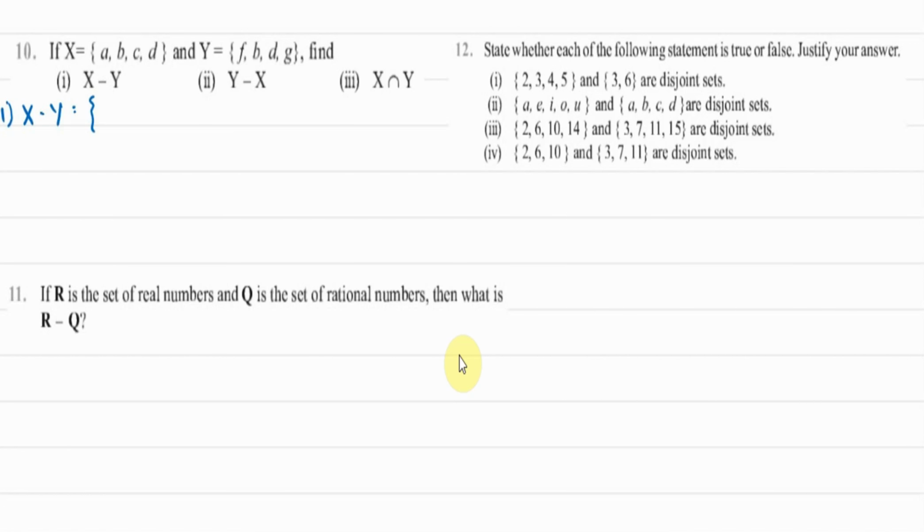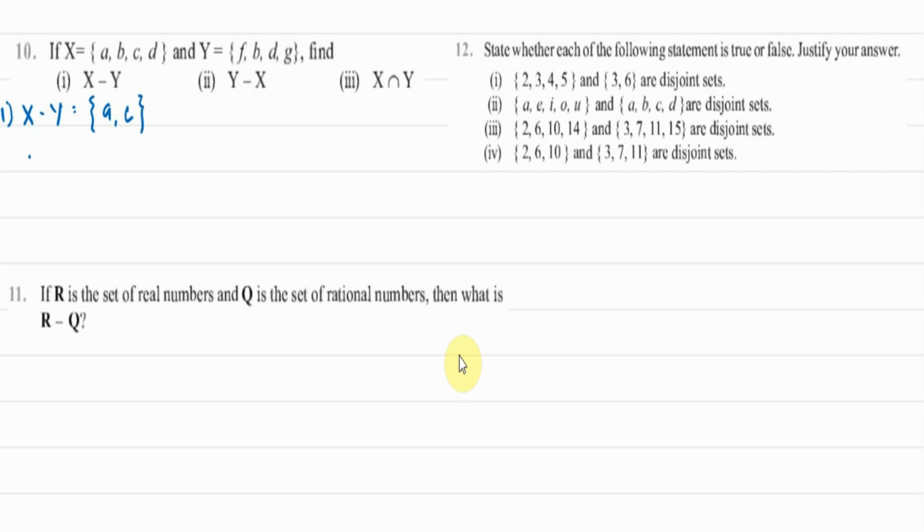So A is present in X, it is not present in Y, so we'll write down A. Similarly, B is present in X and it is present in Y also, so we cannot write B as an element of X minus Y. Next we have C, it is only present in X. Then we have D, it is present in both X and Y, so it cannot be an element of X minus Y. Therefore, the elements will be A, C.